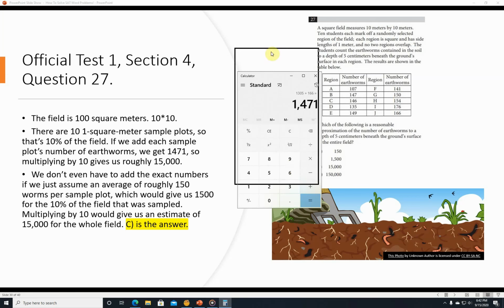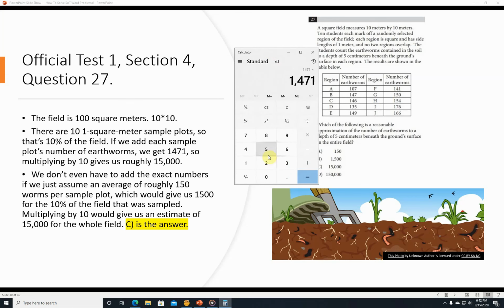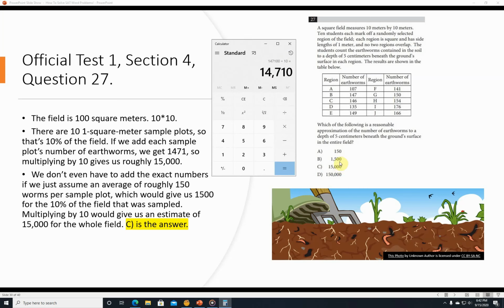And since that's 10%, we need to multiply it by 10 to get an estimate of 100% of the field, the whole field. So that's, oops, that's not what I need to do. I multiplied by 100 instead of 10, so I can just divide by 10 to fix it. Boom, 14,710, so that's roughly 15,000. Okay, we don't even have to add the exact numbers. If we just assume it's roughly 150, so that's 150 times 10 to get the number in the sample plots. And then we say, okay, that's only 10%, so we multiply by 10, we get 15,000.